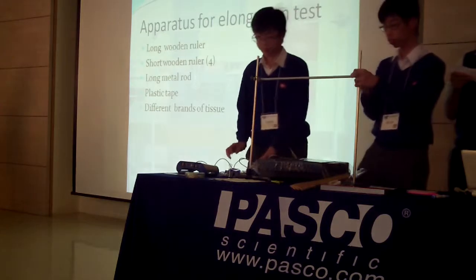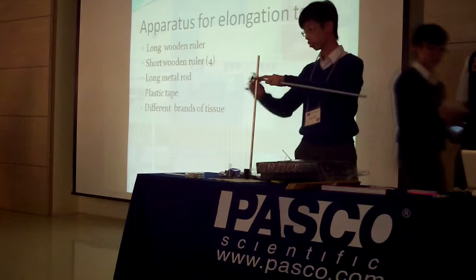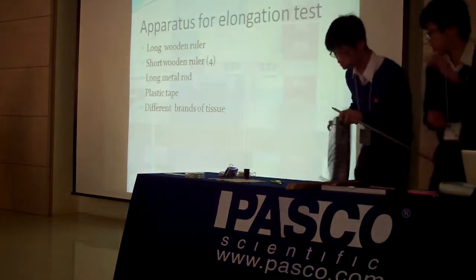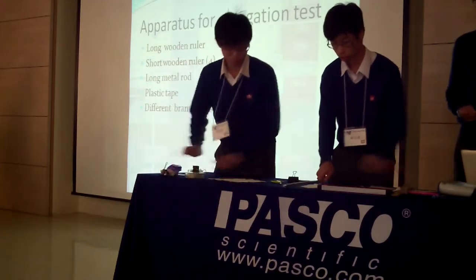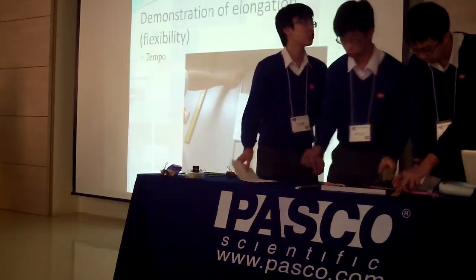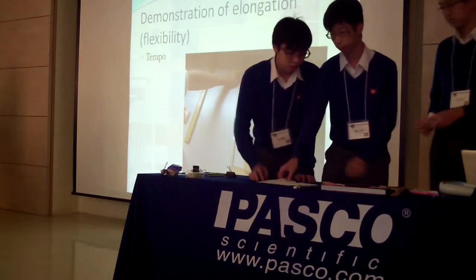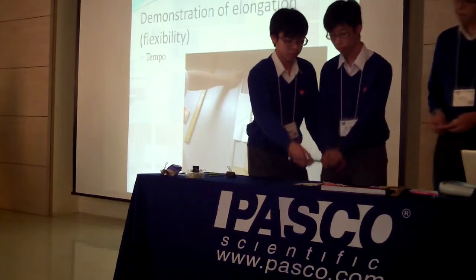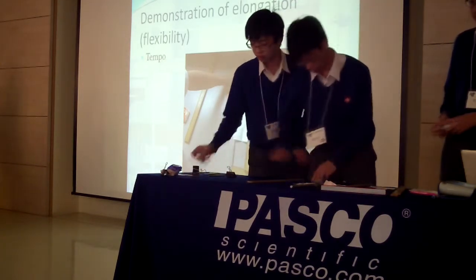For the elongation test, we need to find out how long the tissue can extend before it breaks. To have a fair test, we have to ensure that the experiment is carried out horizontally. Firstly, put a piece of tissue on the table. Secondly, put a metal rod on the middle of the tissue. Thirdly, stick two ends of the metal rod on the table using adhesive tape.